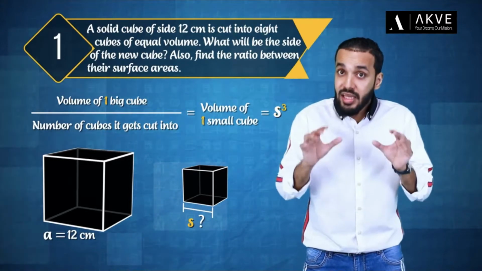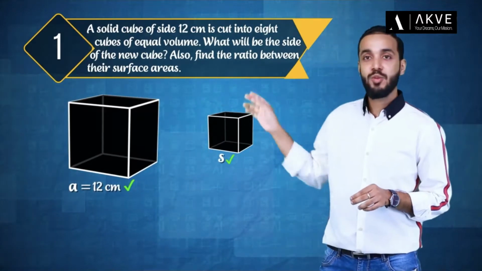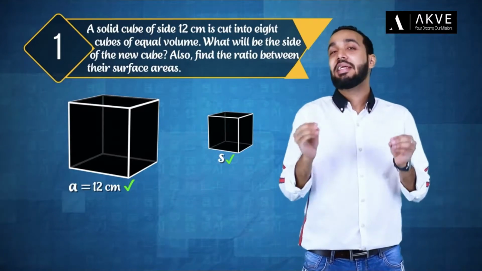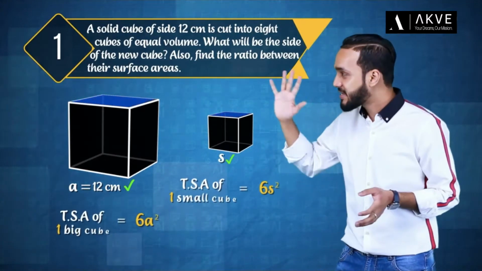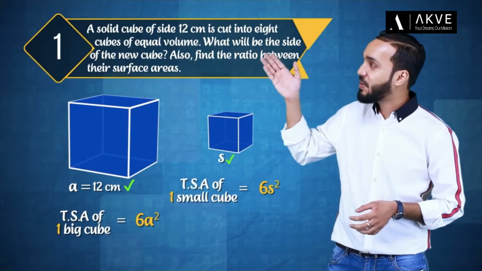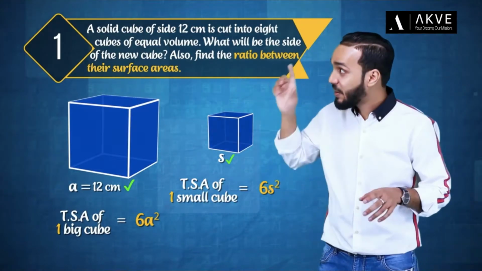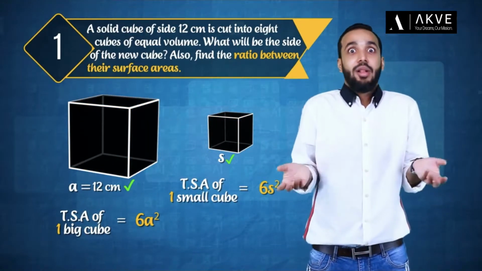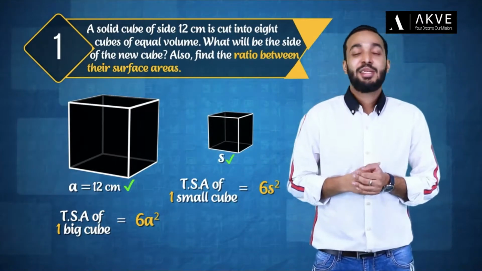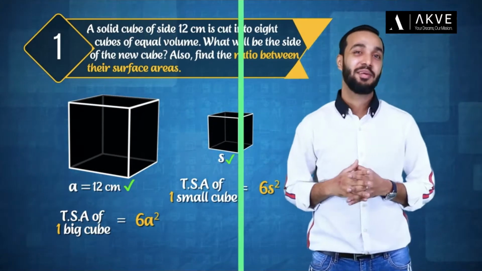Now, with the edge lengths of both the cubes being known, we can very easily calculate and compare their surface areas to get the required ratio. See, the question is practically solved. All that's left to do is the calculation. So let's get over with it in a jiffy.